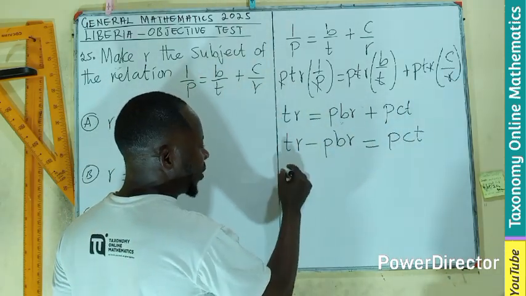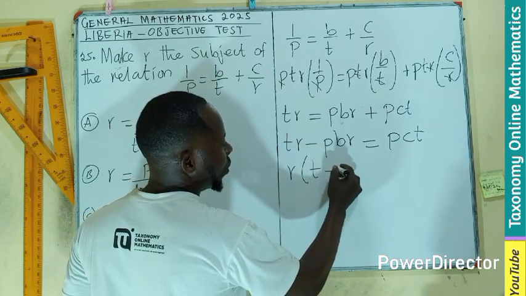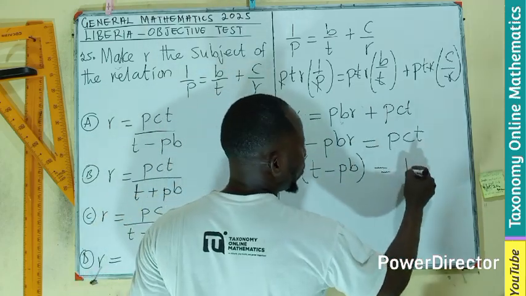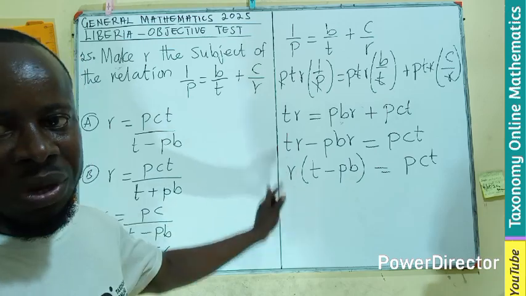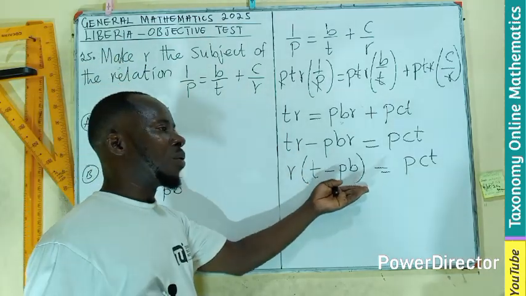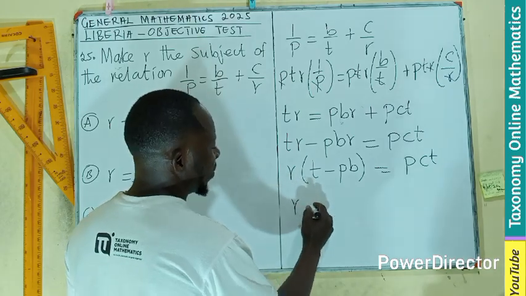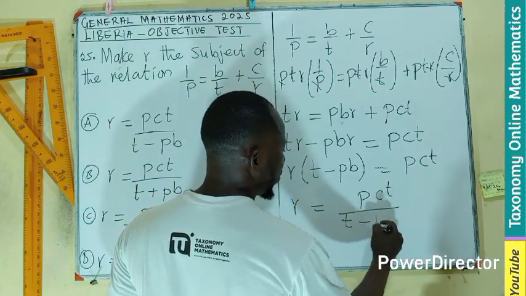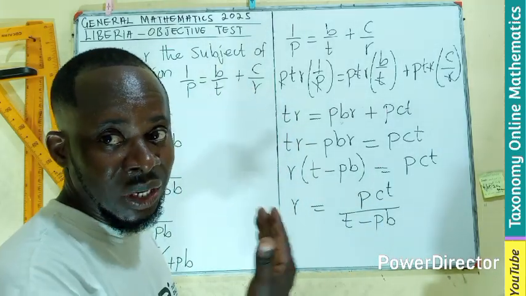Making R to be 1, you factorize it out, dividing the whole of this by R, you'll be left with T minus PB like this equals PCT. Now the R is in one place, so we divide both sides by the coefficient. This becomes the coefficient. So that means R equals PCT over T minus PB.